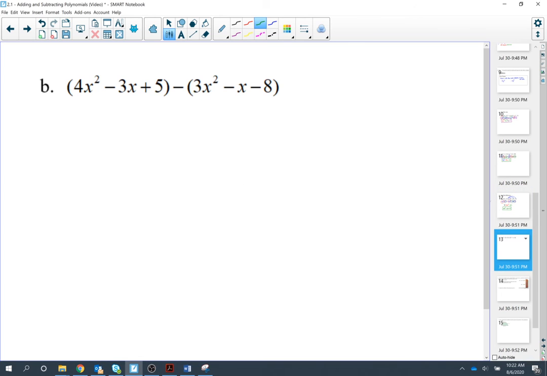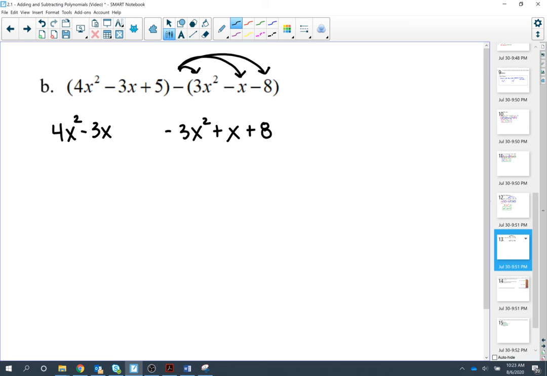Okay, letter B, subtraction once again. So step 1, do we need the parentheses? Yes or no? Here, yeah, those parentheses matter. So before you get rid of them, don't forget to distribute. So we're really going to have a -3x squared. A negative times a negative is a +x. A negative times a negative is a +8. So we distributed our negative, and then the first set of parentheses stays the same. So 4x squared minus 3x plus 5.